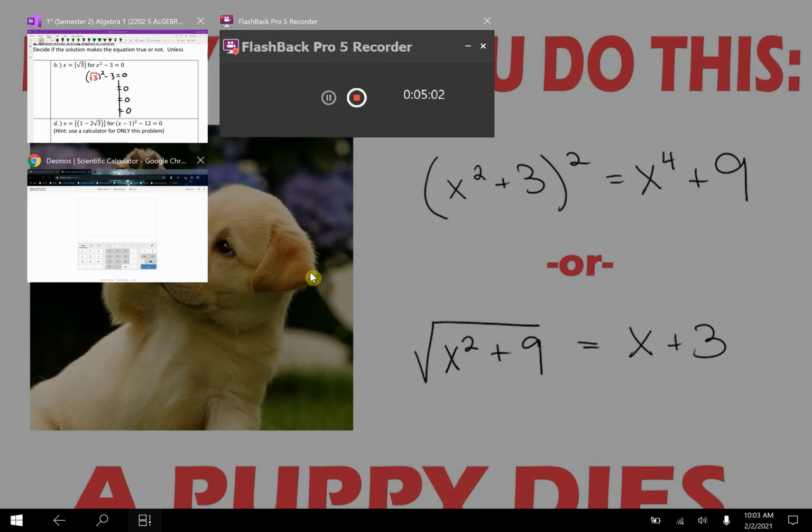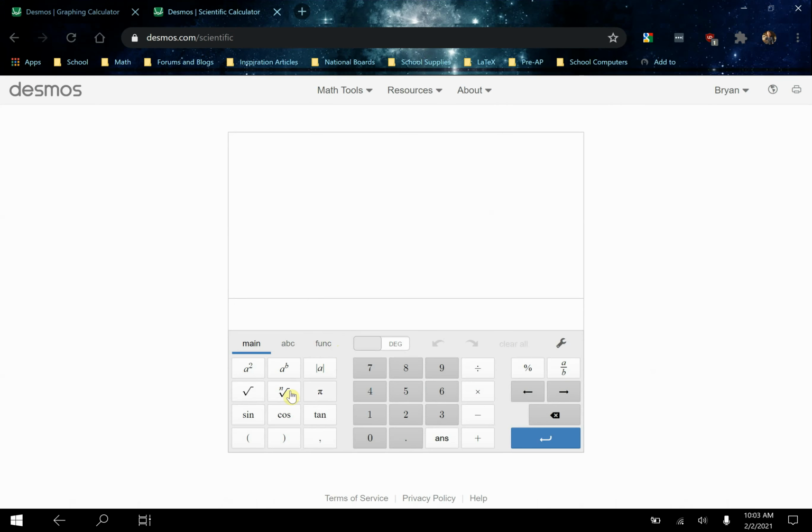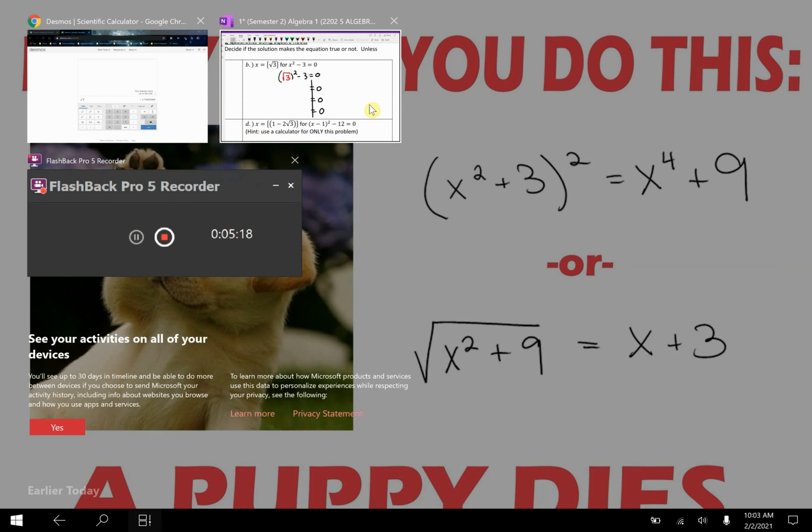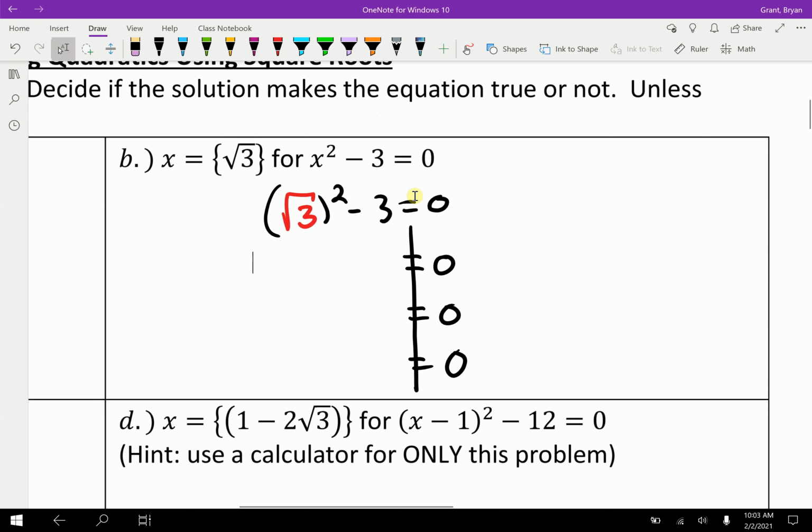And so if you wanted to look at what that looks like here, I could do the square root of 3. I'm using my Desmos scientific calculator, and you can see the answer is 1.732, but it goes on forever and ever and ever. We don't want to write that when we substitute this in. We want to keep it as the square root of 3. We want to keep the problem looking as nice as possible.